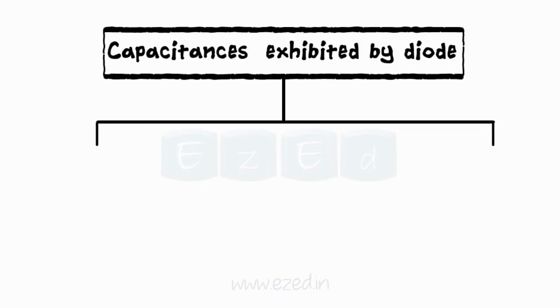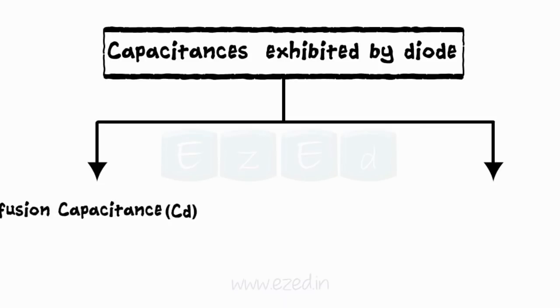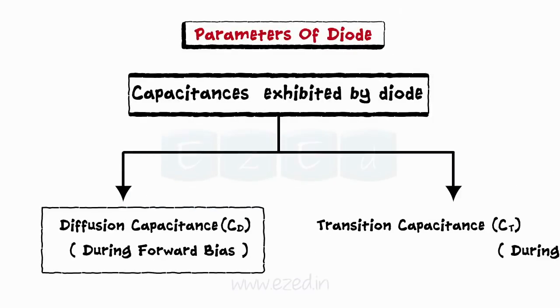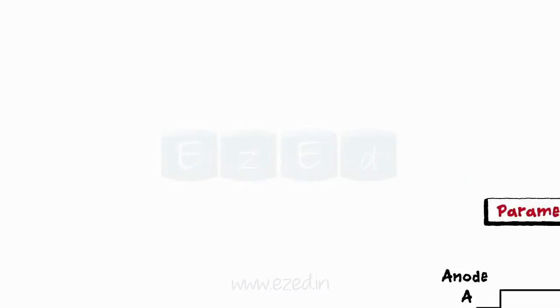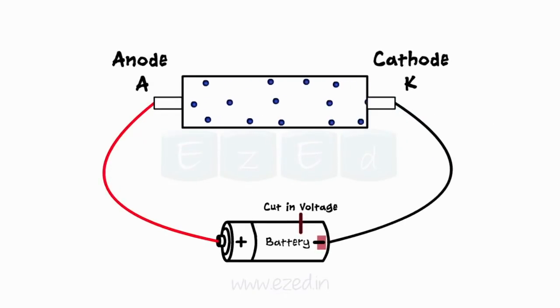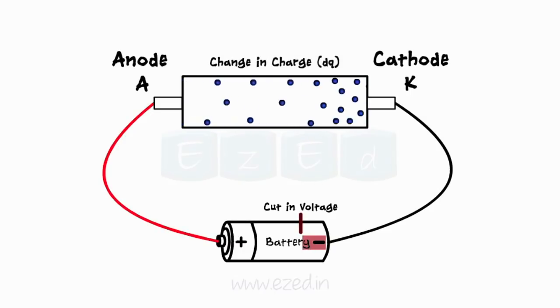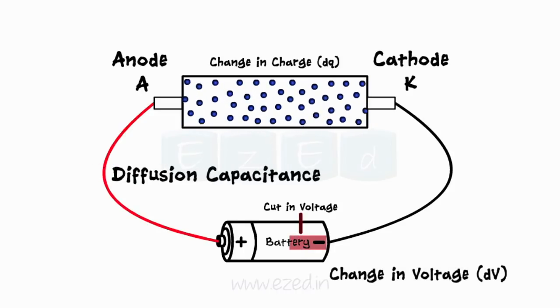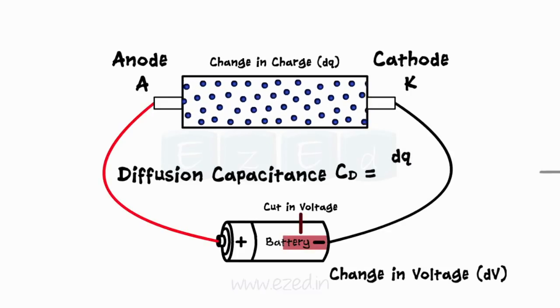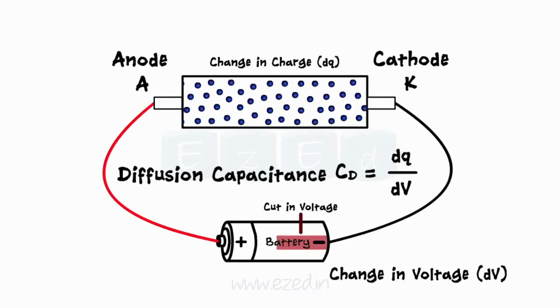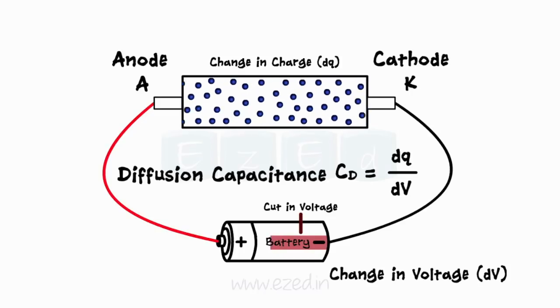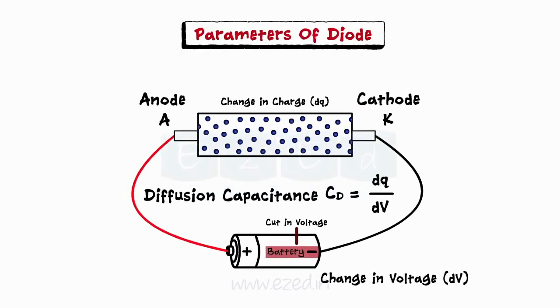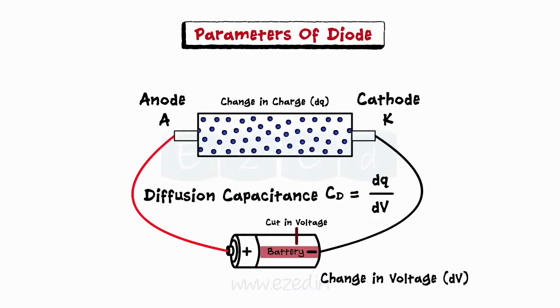During forward and reverse bias, the diode exhibits two types of capacitances: diffusion capacitance and transition capacitance. During forward bias, free electrons from the N side cross over to the P side, resulting in a change in charge. This motion of electrons depends upon applied voltage. Therefore, diffusion capacitance is defined as the change in charge due to change in voltage during forward bias operation of the diode. CD equals dQ upon dV.